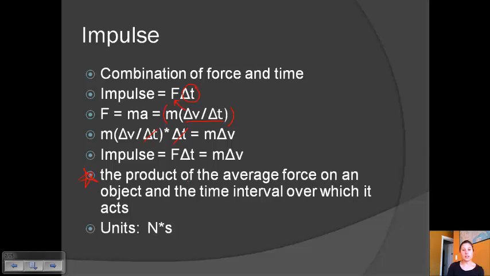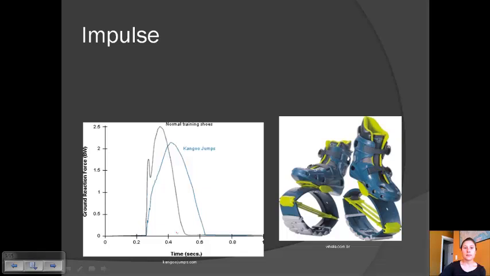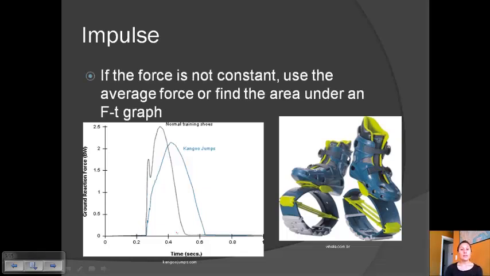Because impulse is force times the change in time, we know that force is in newtons, and change in time is usually in seconds, and so our units are newton-seconds. If the force isn't constant, then you would use the average force or find the area under a force-time graph, just like we have done previously with finding average velocity with a distance-time graph or average acceleration with a velocity-time graph.